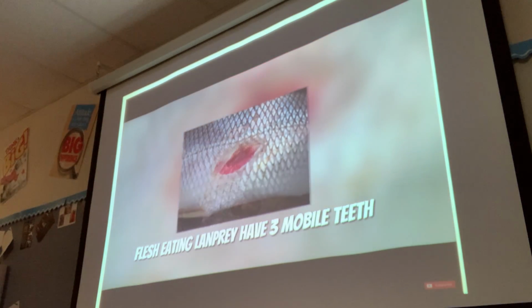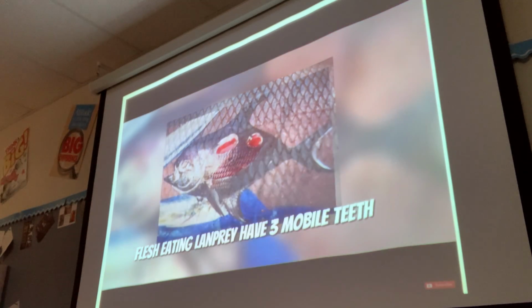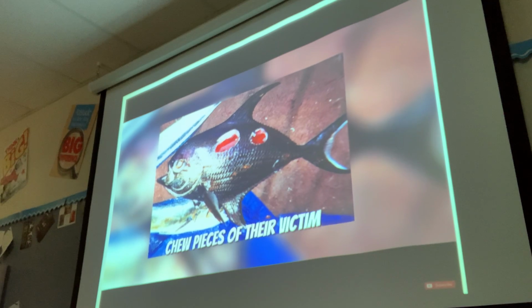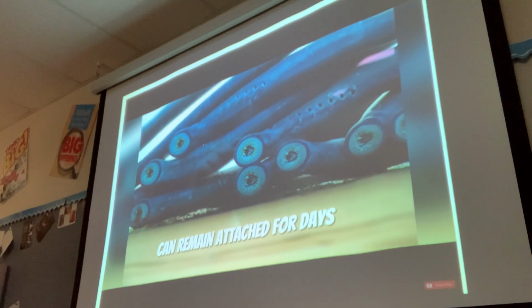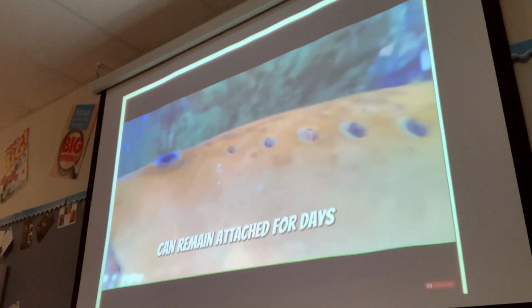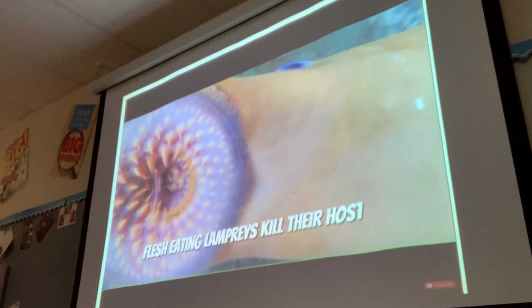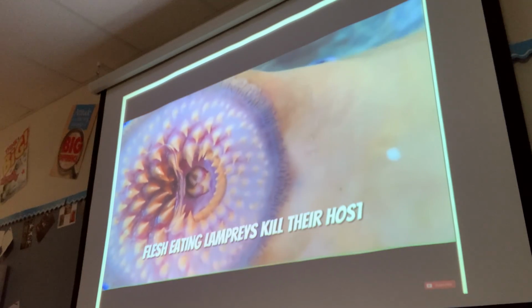The flesh-eating lampreys have a mechanism of 3 mobile teeth and a tongue structure they use to chew away pieces of their victim. The parasite can remain stuck to its host for days. While the bloodsucker lampreys can give the host a break to recover, the flesh-eating ones are very aggressive and in many cases cause the death of its host.